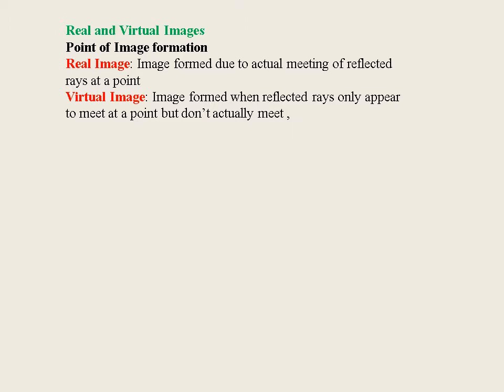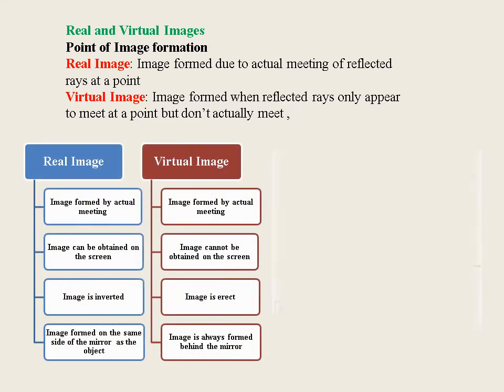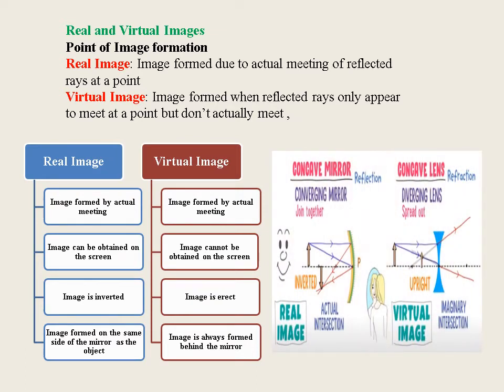The table shows the differences between the real and virtual image. A real image is formed by actual meeting of the reflected rays, while a virtual image is formed when the reflected rays appear to come from a point but do not actually meet. A real image can be obtained on a screen. A virtual image cannot be obtained on a screen. A real image is always inverted. A virtual image is always erect. A real image is formed on the same side of the mirror as the object. A virtual image is always formed behind the mirror.